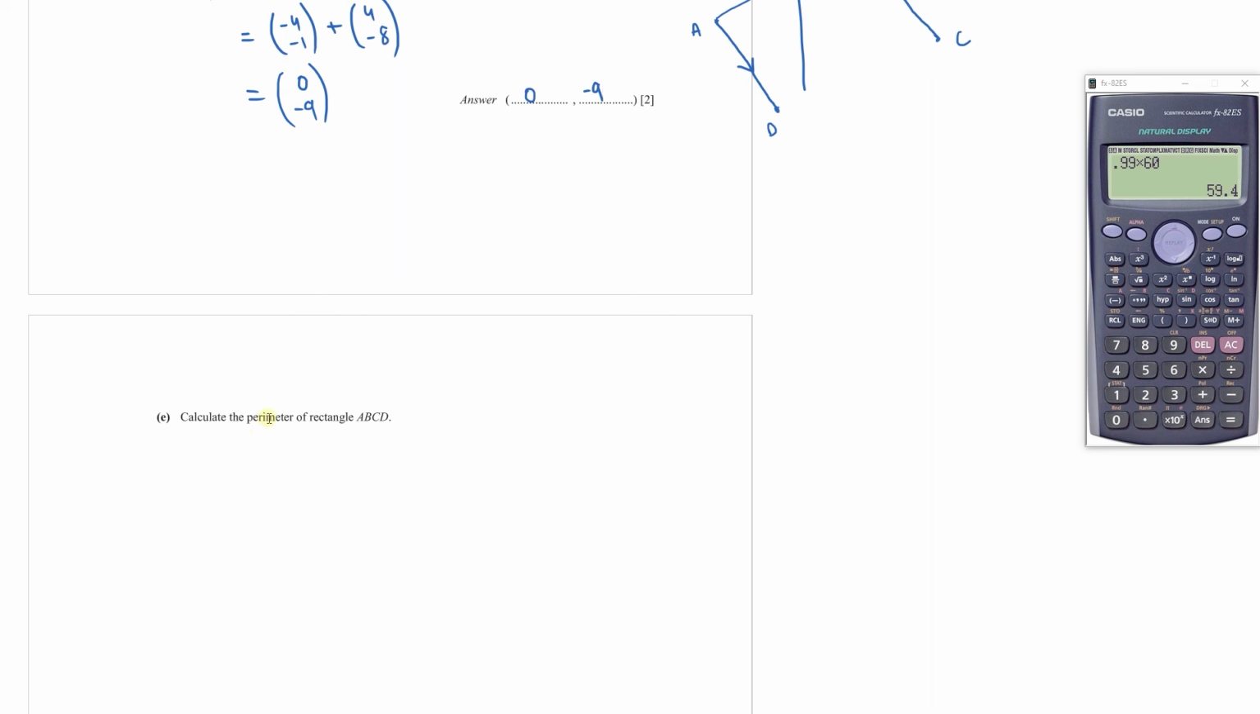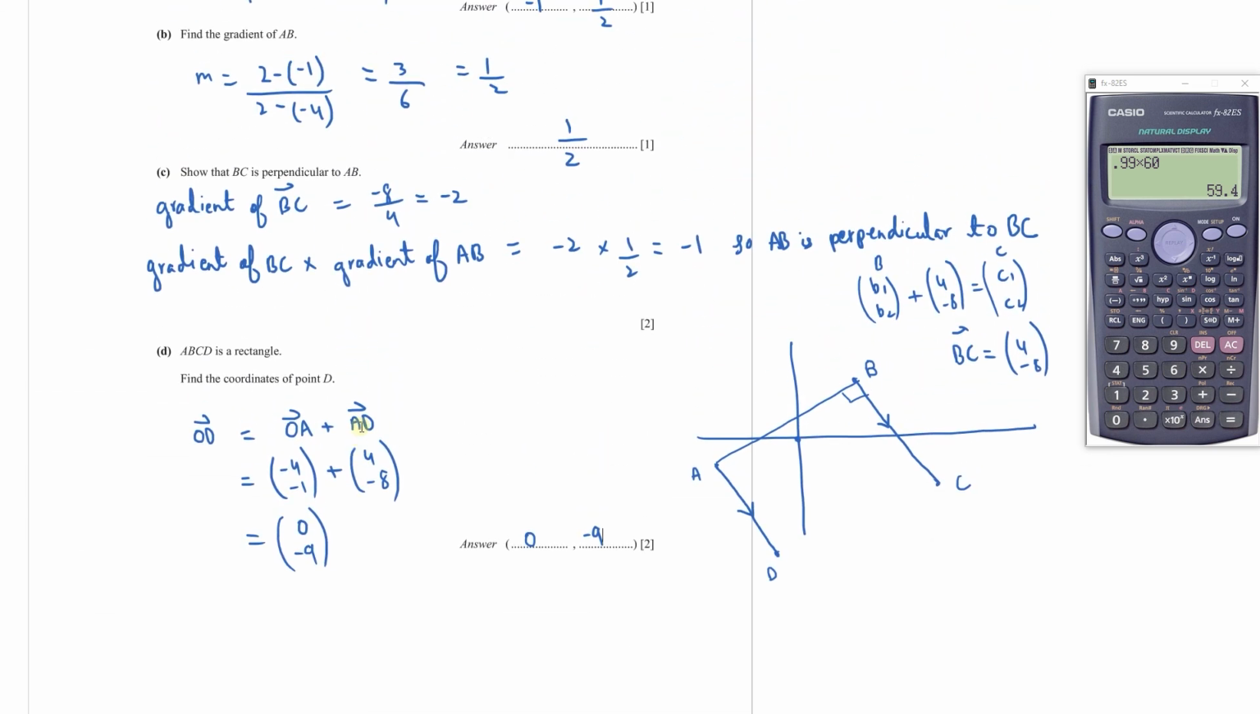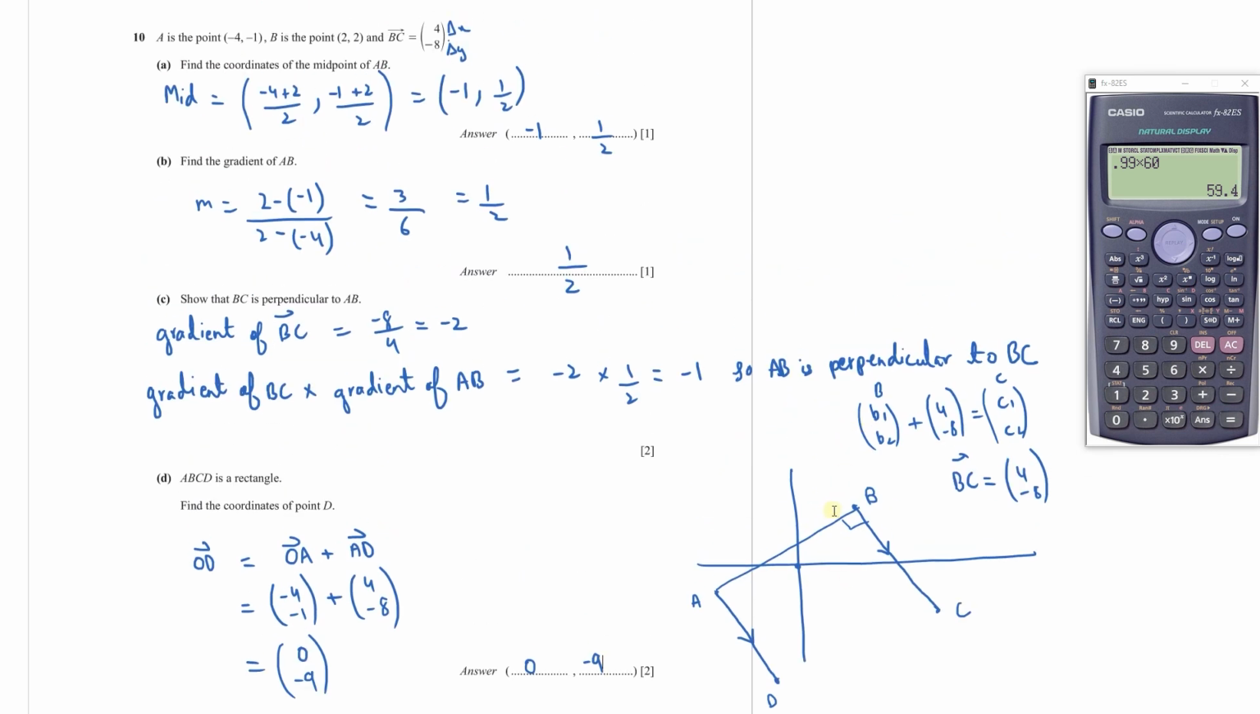Part E is calculate the perimeter of the rectangle ABCD. So for this you need two sides of this rectangle. So this will be the rectangle. I can calculate the length of this side because I know the coordinates of both A and B. And then I can also find this length BC because I'm given this vector. BC is 4 minus 8. So I can find the magnitude of this vector, which will give me this length BC.